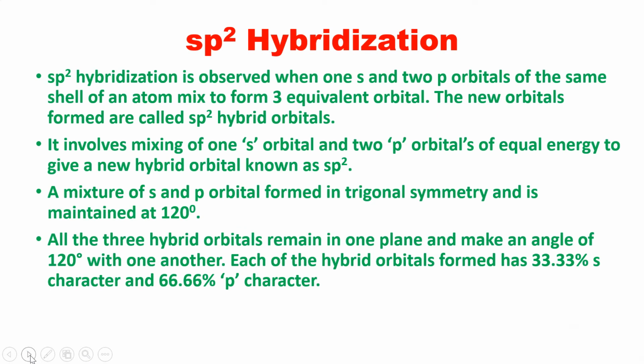So in this case, there are 3 orbitals that combine together and form a hybrid, and it maintains an angle of 120 degrees. In the earlier case also we have seen what is the character of s and what is the character of p. As you can see, there are only 3 over here, meaning 1s and 2p. So the character of s is 33.33 and the character of p is 66.66, because there are only 3 kinds of orbitals that get mixed and form hybrid orbitals.